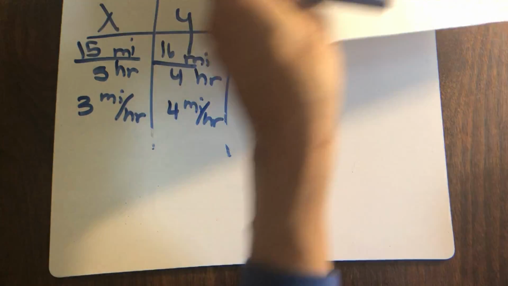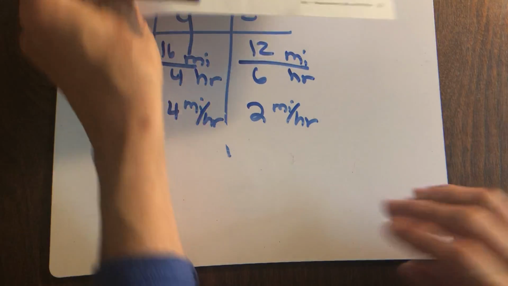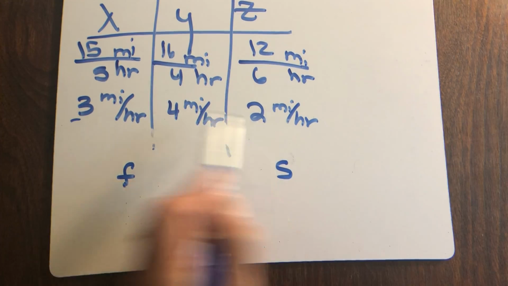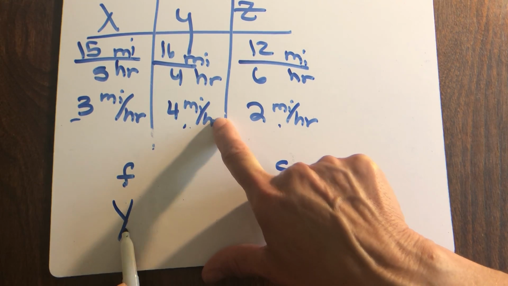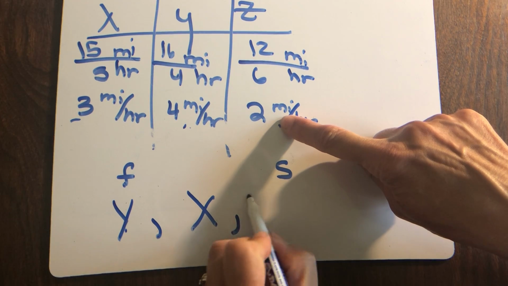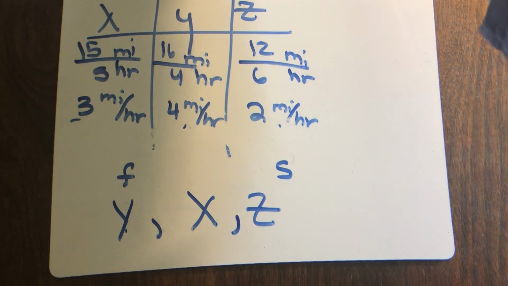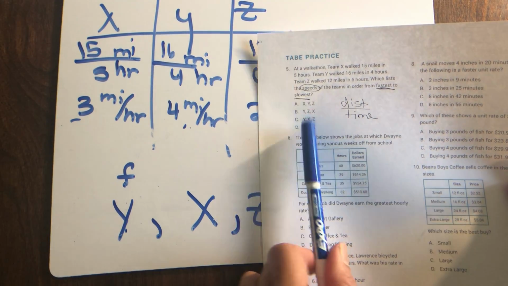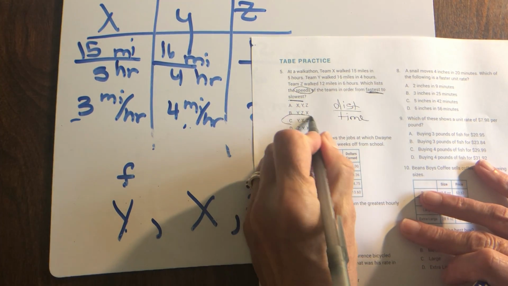Now they wanted these, check your problem, they wanted these from fastest to slowest. So we need fastest first and slowest last. Who's the fastest? Well, Y is the fastest, okay? And then who comes next? Then that's X. And then who's the last one? And then that's Z. So we need to choose choice YXZ. YXZ, that's choice C on our problem.